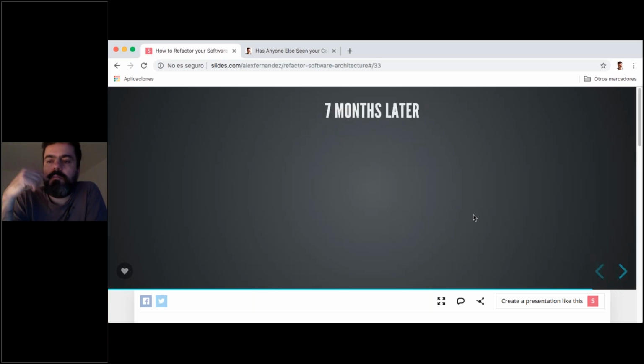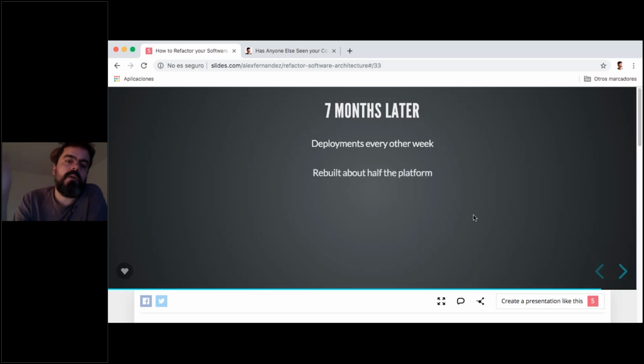So it's now 7 months after I joined the company. Where are we now? We do deployments every other week. Of course, the target is much more ambitious, but at this point we are doing deployments once every 1 or 2 weeks. We have rebuilt half the platform at this point, so we are much more confident that things are not going to break down. And we have improved everything.